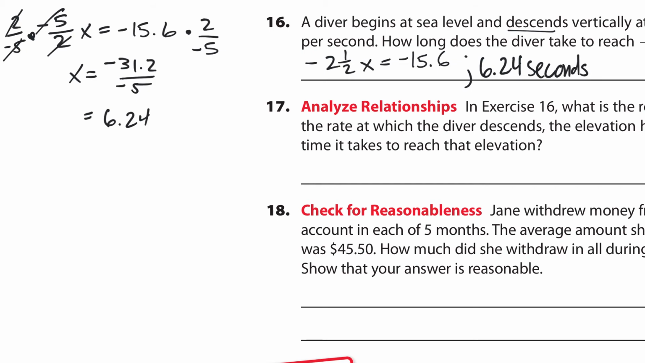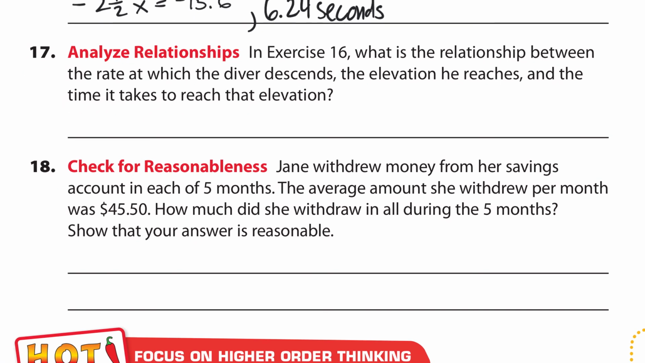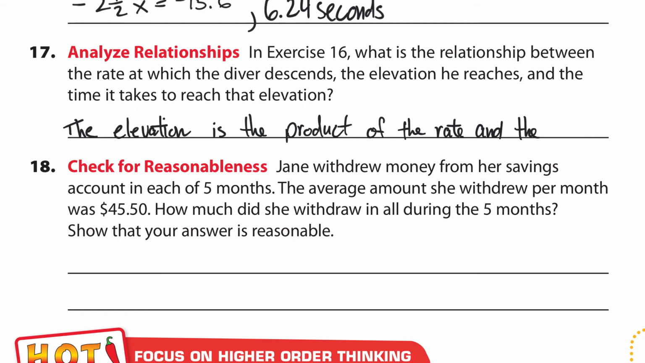Okay, next, number 17. In exercise 16, what is the relationship between the rate at which the diver descends, the elevation he reaches, and the time it takes to reach that elevation? Well, that relationship is the elevation is the product of the rate and the time.